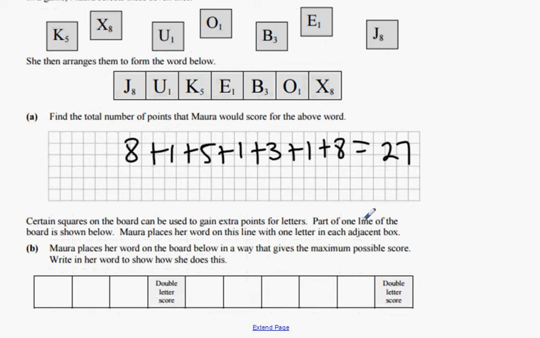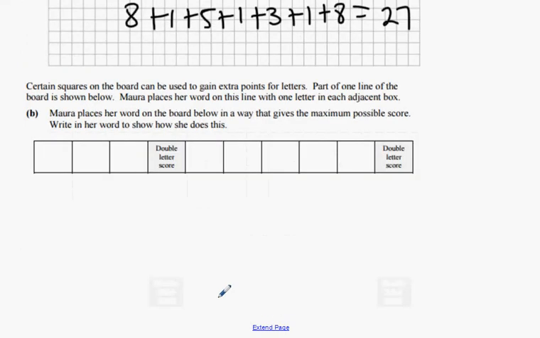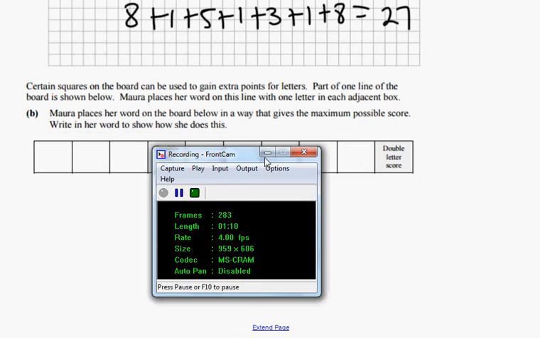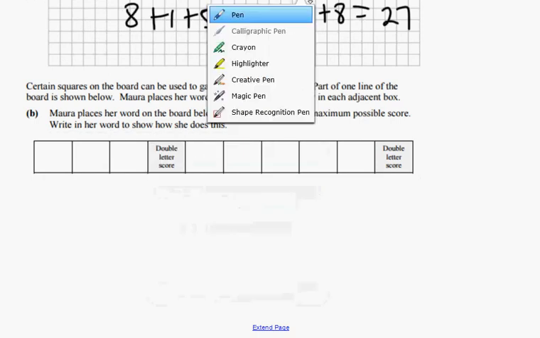Certain squares on the board can be used to gain extra points. Part of one line of the board is shown. Mara places her word on the line with one letter in each adjacent box. Mara places her word on the board in a way that gives the maximum possible score. Write in her word to show how she does this. Just remember one thing, guys: the word score.